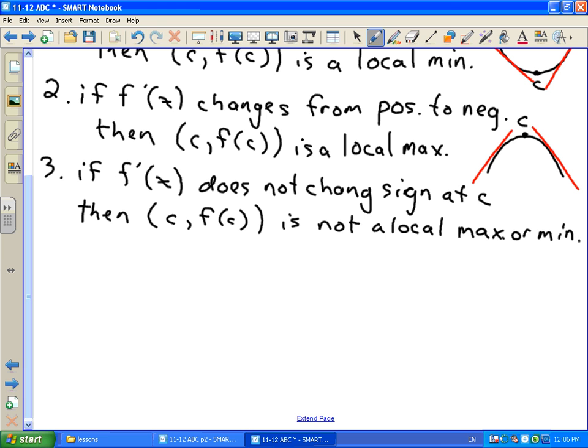And the most common case is, you can imagine a curve that goes like this, like y equals x cubed. At this point right here, the slope of the tangent is 0. But if we look on either side of that point, the slope of the tangent hasn't changed sign. Okay? So this is actually what we call a point of inflection.